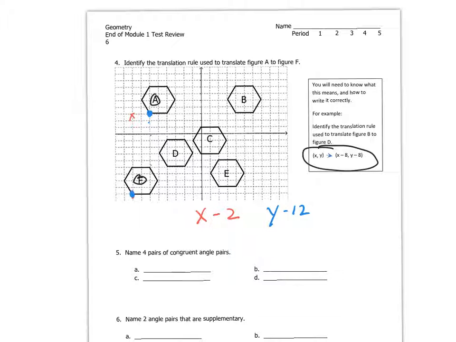And then we need to make sure we write it correctly like they did in the box. So we did (x, y), and then the arrow, and then we did (x minus 2, y minus 12).